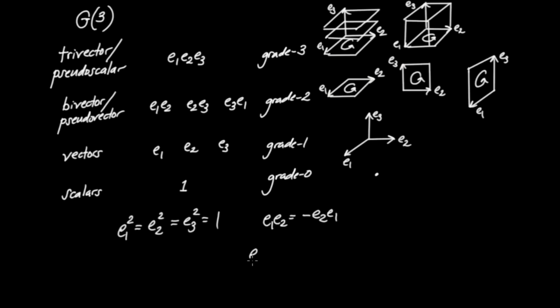More generally, if we have Ei times Ej, when i is not equal to j, these 2 indices are different, we write that as minus Ej times Ei. And from these, we have a few properties that we can derive too. We also found that all of these bivectors square to -1, and this trivector also squares to -1.